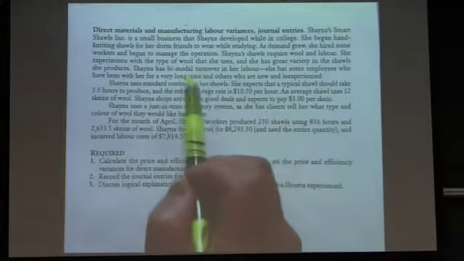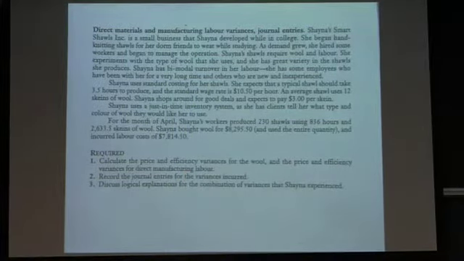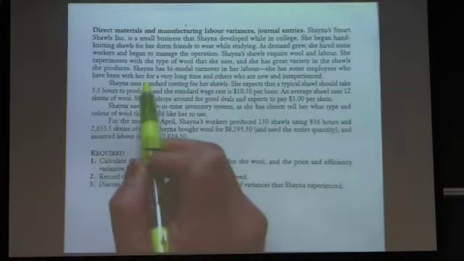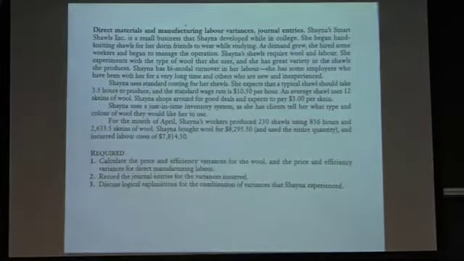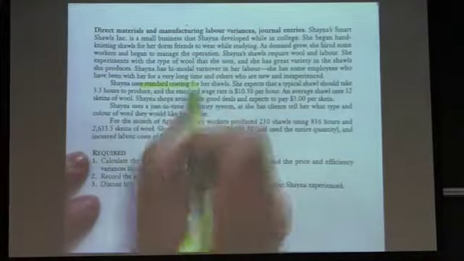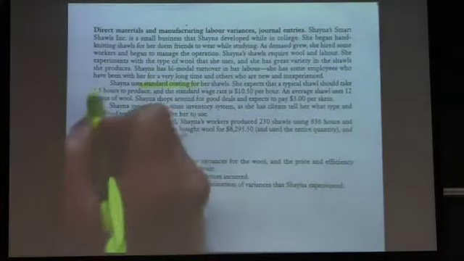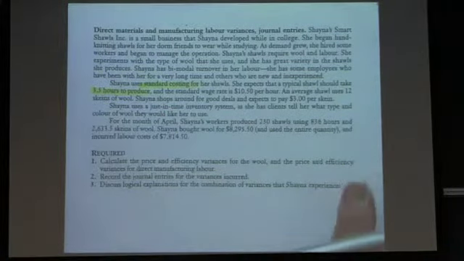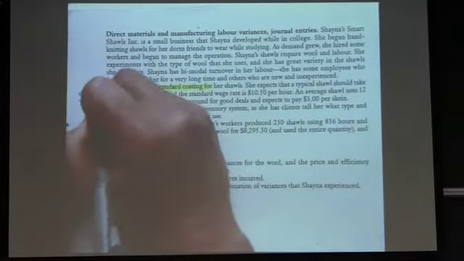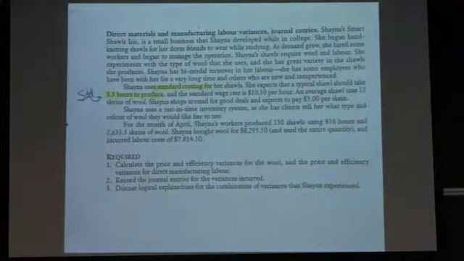Shona has a bimodal turnover in her labor. She has some employees who have been with her for a long period of time, and others are new and inexperienced. Shona uses standard costing. For her shawl, she expects that a typical shawl should take 3.5 hours to produce. So these are what we call the standard. These are the standard number of units for each input for each one actual output.